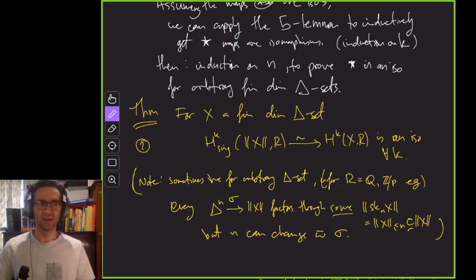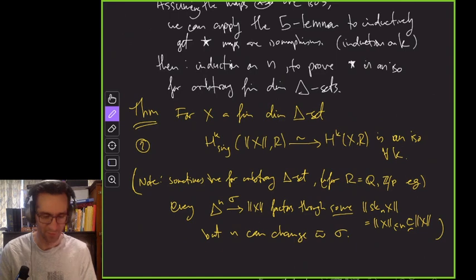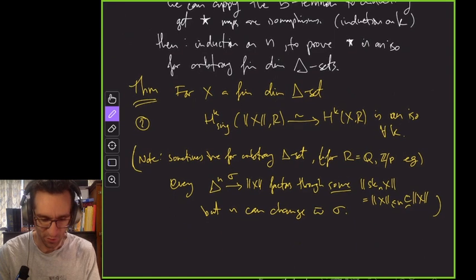So something like a finite delta set, we're fine, right? If you know about compactness, then for a finite delta set, the geometric realization is compact. So you're in a nice situation. That's sort of note one.